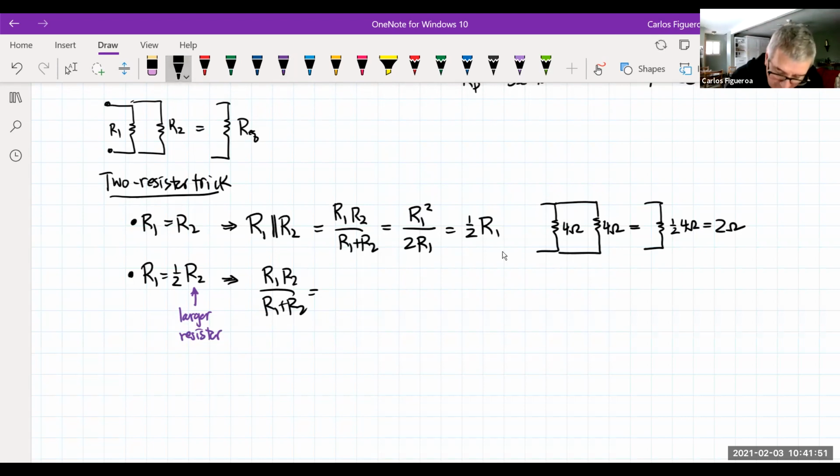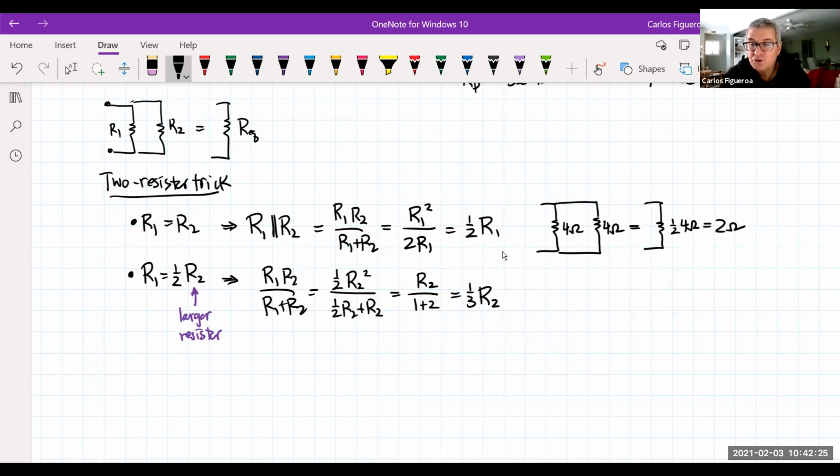Look what happens now. So then I'm going to take R1 and I'm going to write 1/2 R2. Then I'm going to get R2 squared. And then I'm going to get 1/2 R2 plus R2. So look what you get now. Well, for starters here, I can bring that 2 down and I could cancel one of the R2s. So then what I'm going to get here is R2 divided by 1 plus 2. In other words, this is 1/3 of the larger resistor value. Look what happens here. See if you can see the pattern.